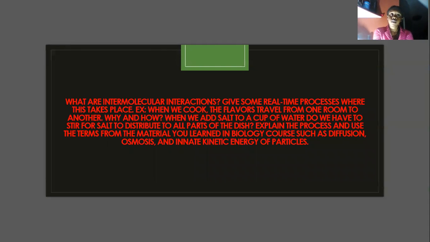The prompt states: what are intermolecular interactions? Give some real-time processes where this takes place. For example, when we cook, the flavors travel from one room to another. Why and how? When we add salt to a cup of water, do we have to stir for the salt to distribute to all parts of the dish? Explain the process and use the terms from the material you learned in the biology course, such as diffusion, osmosis, and innate kinetic energy of particles.